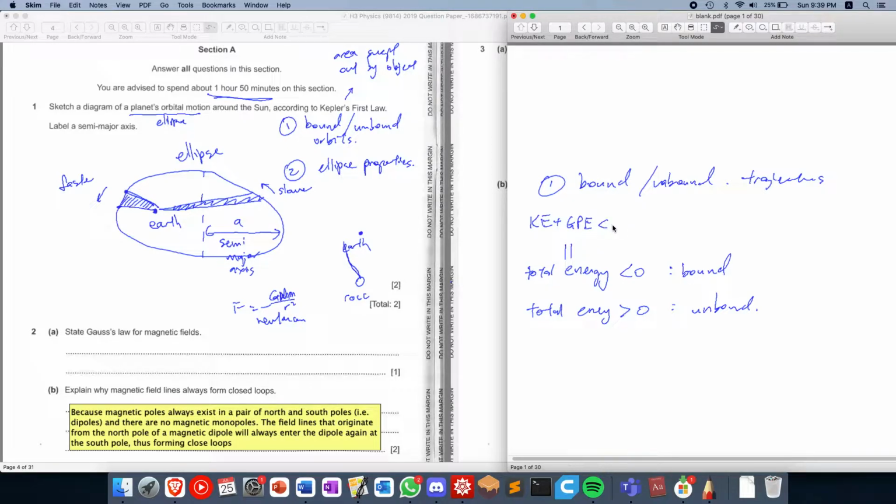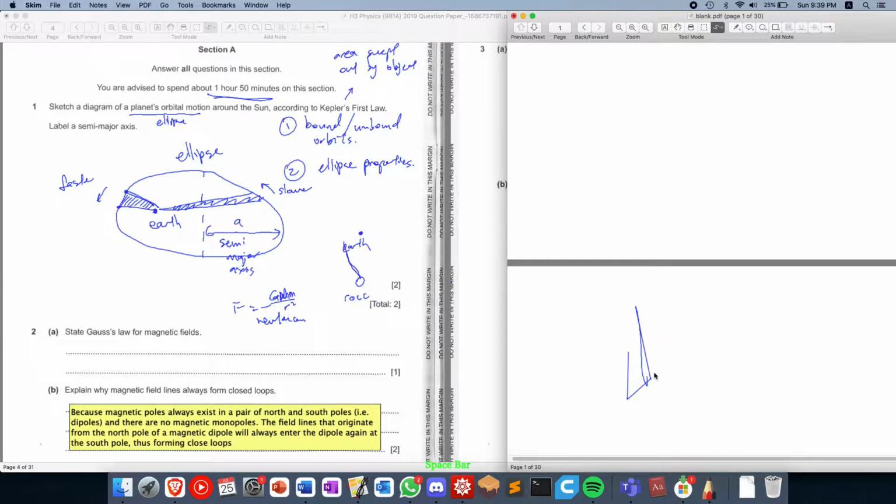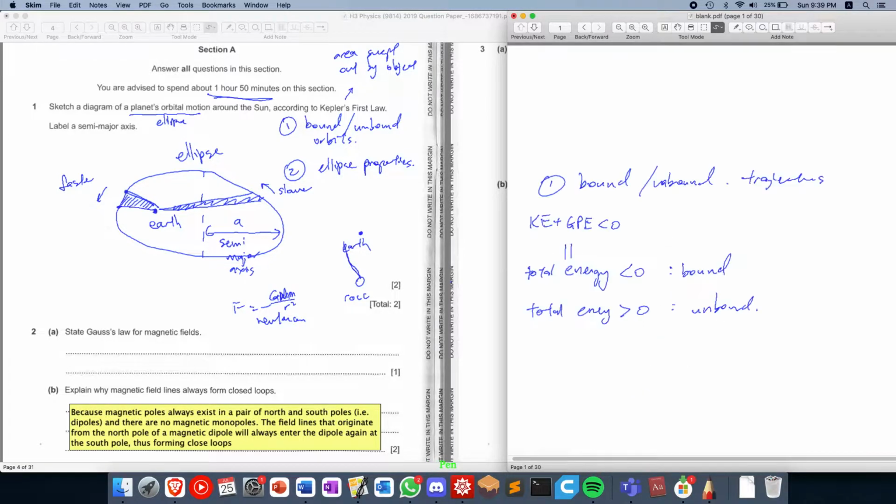So if KE plus GPE is less than 0, that means that KE plus GPE is less than 0. And what might that imply? When it's bound, the object essentially travels around Earth, and it will always be confined within some region of space around Earth. Basically, it will never fly out to infinity.